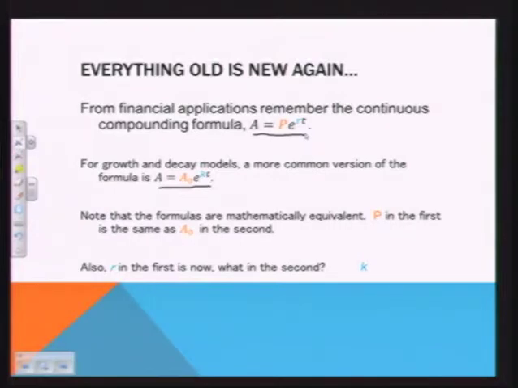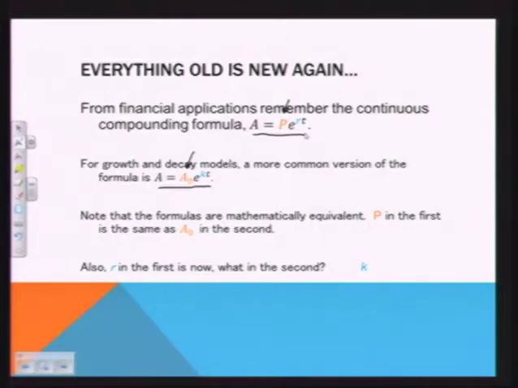So note with our formulas that P in our first formula is the same thing as A sub 0. And if you'll recall in those financial applications, P was the principal. The principal is the initial amount of money that you start with. Well, in our growth and decay models, A sub 0 is the initial amount of, say, population or the initial amount of radioactive decay material that we will be dealing with.